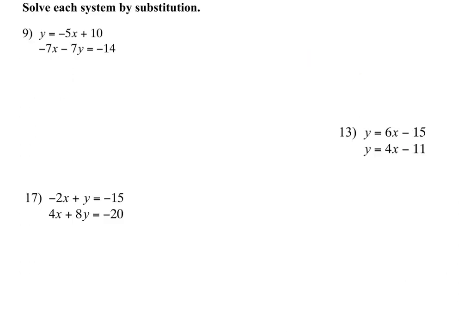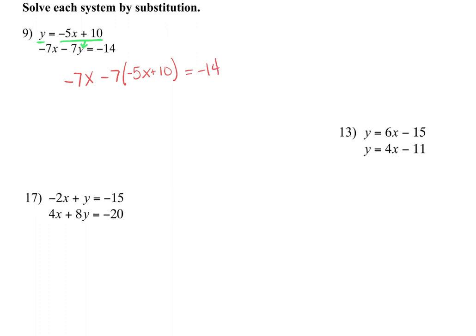The first way that you can have substitution is you can have one variable that is already solved. In this case, you can see that that y is already solved in the first equation. So what I'm going to do is take the other side and plug that in for y to my second equation. So I'm going to rewrite the second equation. I'm going to say -7x minus 7 times y. And instead of y, I'm going to write what y equals from the prior equation. And then I'm going to finish it equals -14.